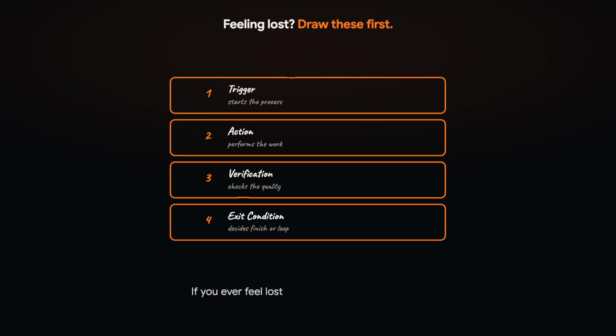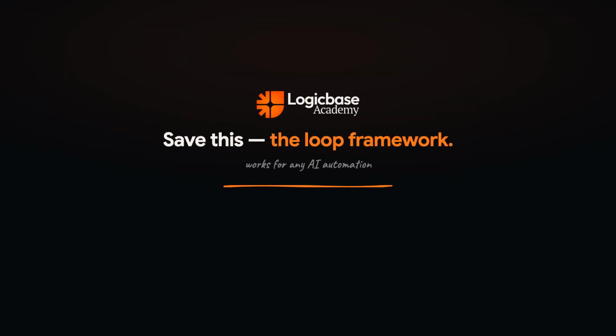If you ever feel lost while building an automation, draw these 4 boxes first. They give you a simple way to think about almost any AI workflow. Save this framework. It works for any automation.